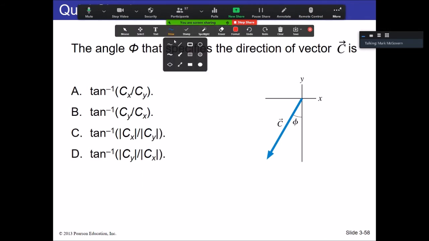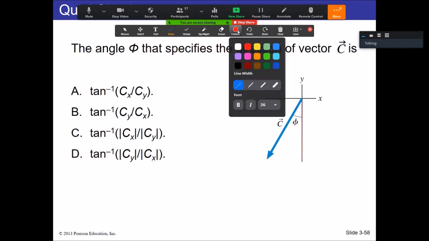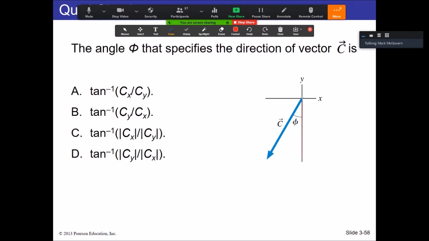As you fill in, I'm going to draw some things. I'll make that a little thicker. Make it real thick. There we go.